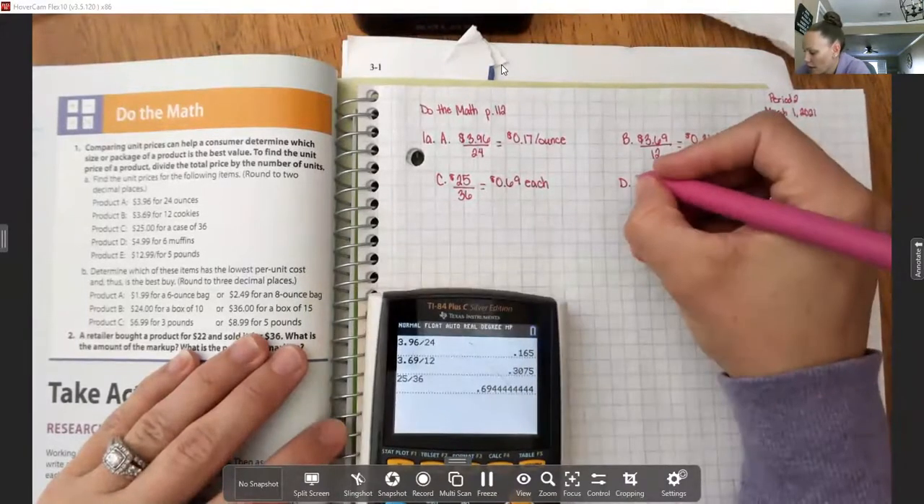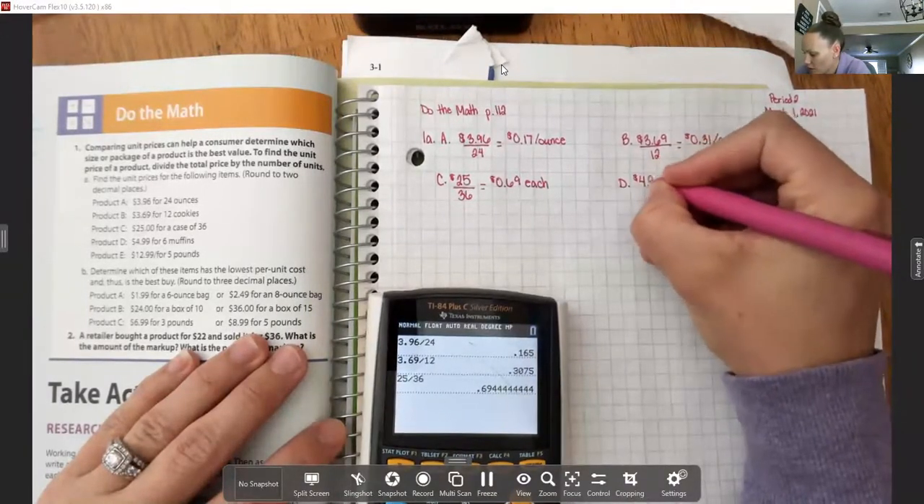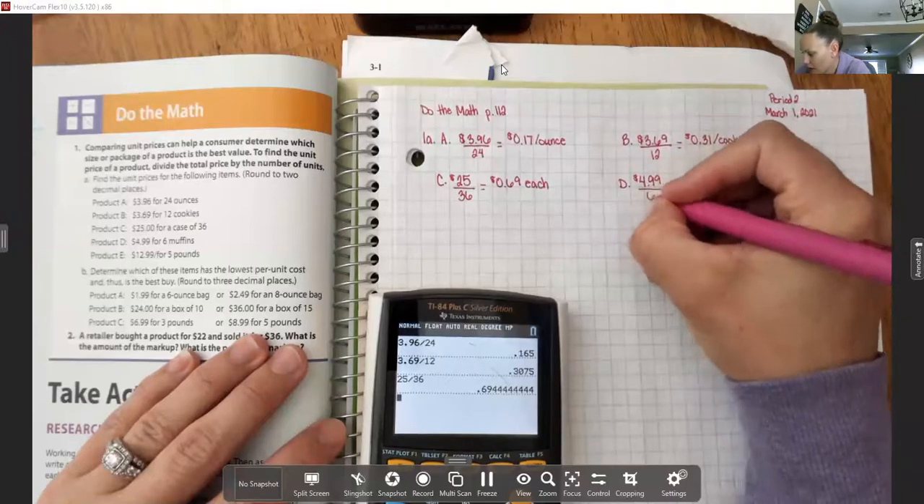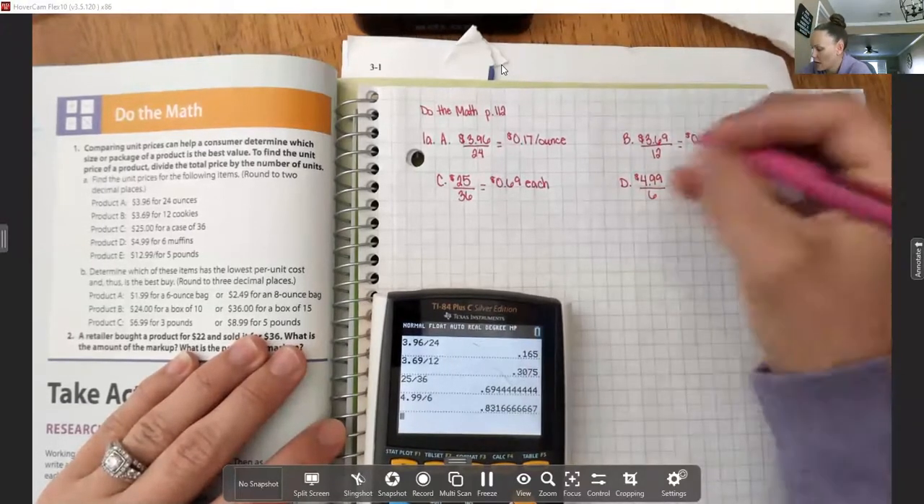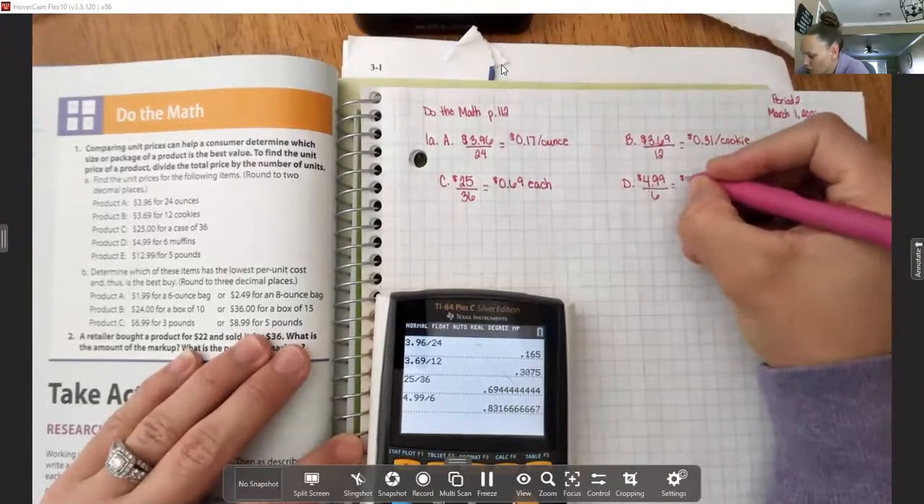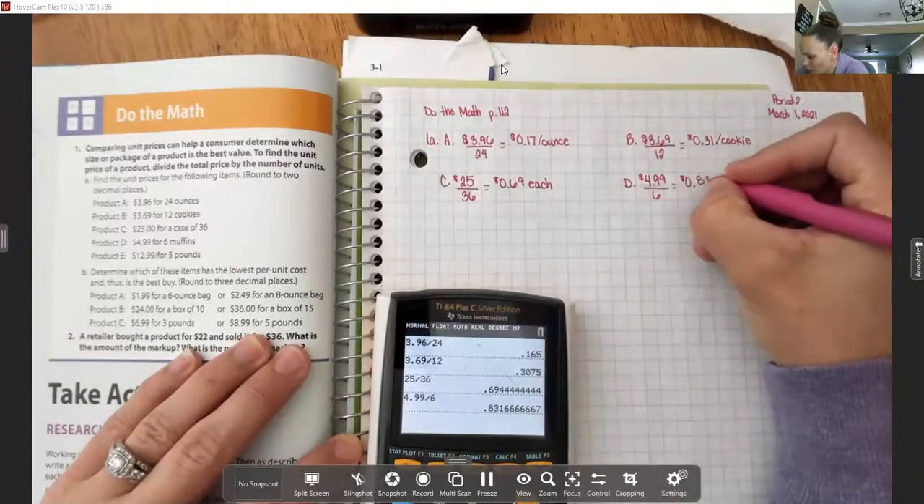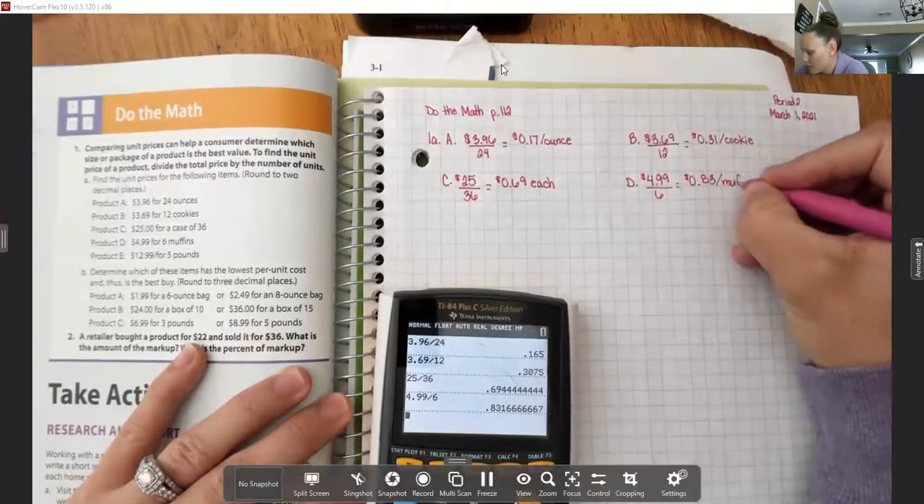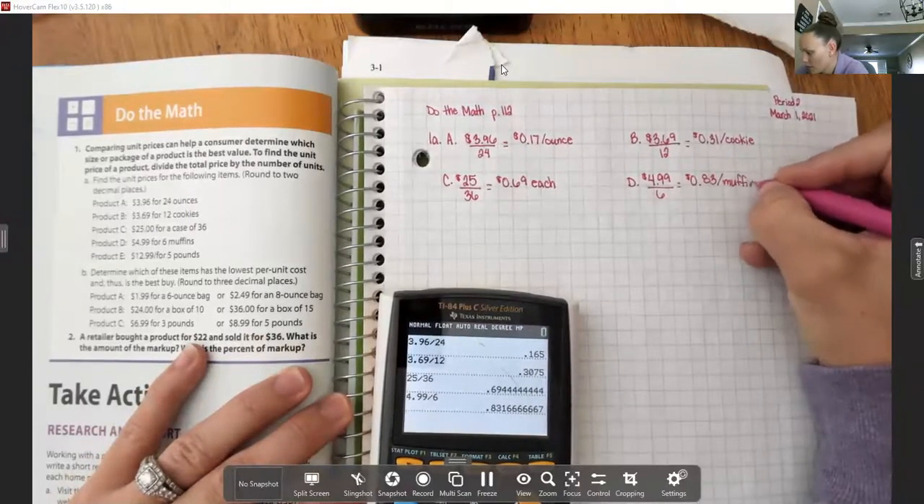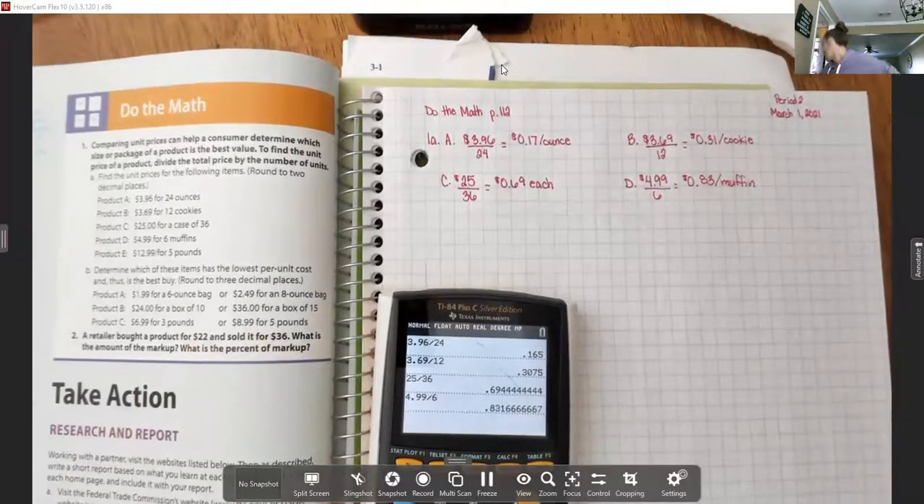D is $4.99 for 6 muffins, so $4.99 divided by 6. So it's 83 cents each. So 83 cents per muffin.